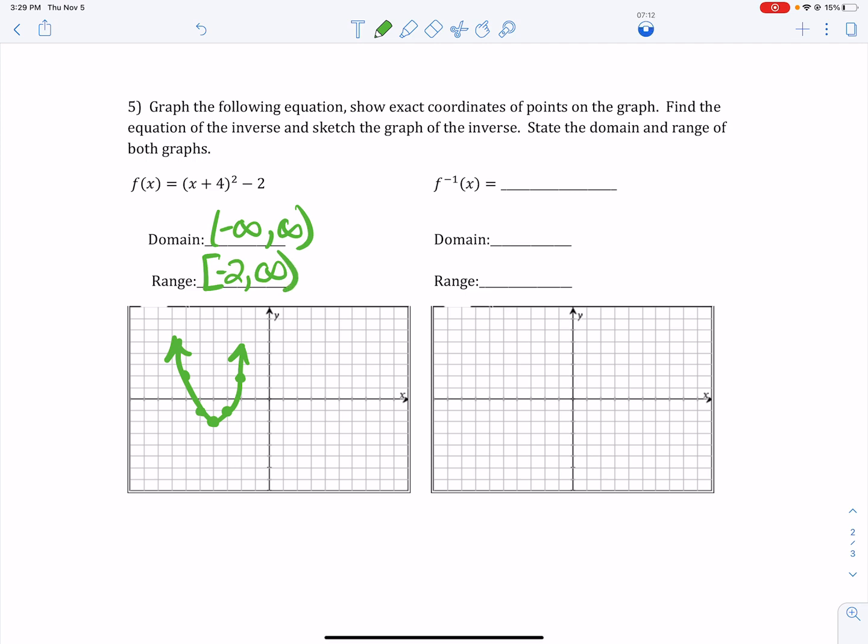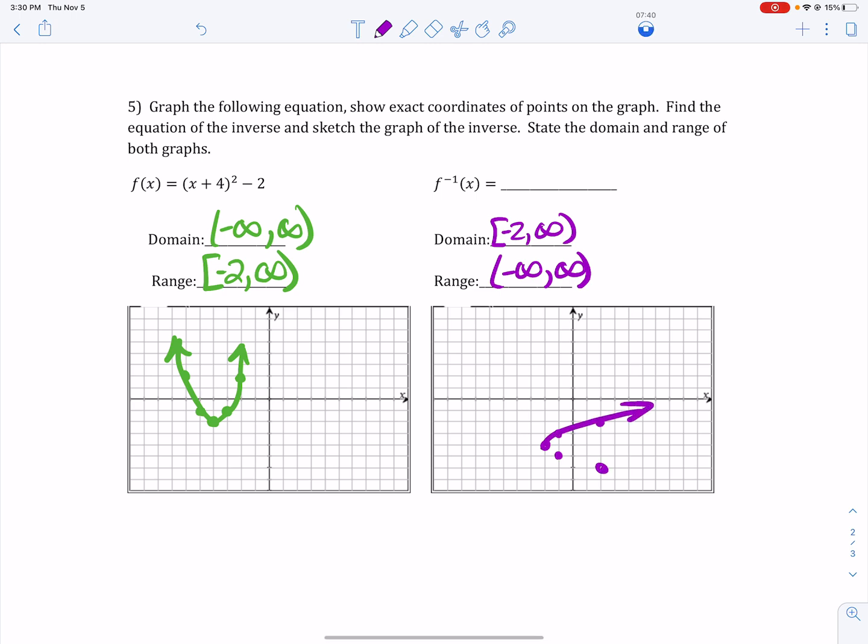Okay, so now when I do this, my domain and range will flip: -2 to infinity and negative infinity to infinity. It started as a parabola, so when I flip it, it's going to be -2, -4, -3, -1, so -1, -3, and then I get -2, so it'd be 2, -2 in here.